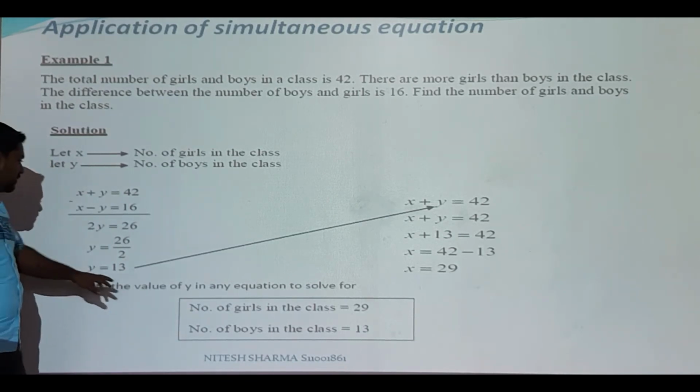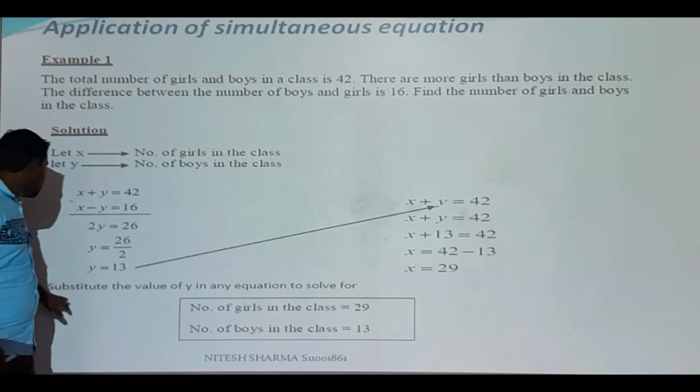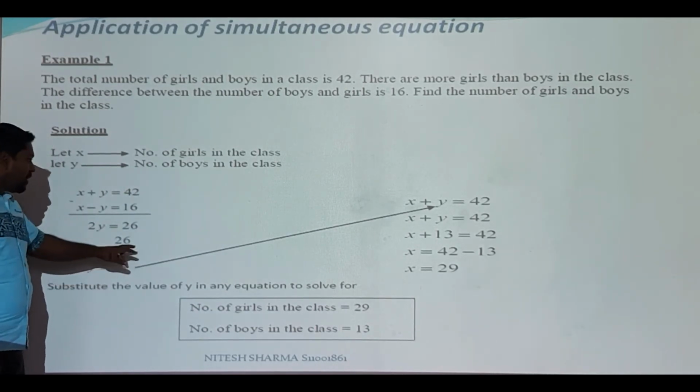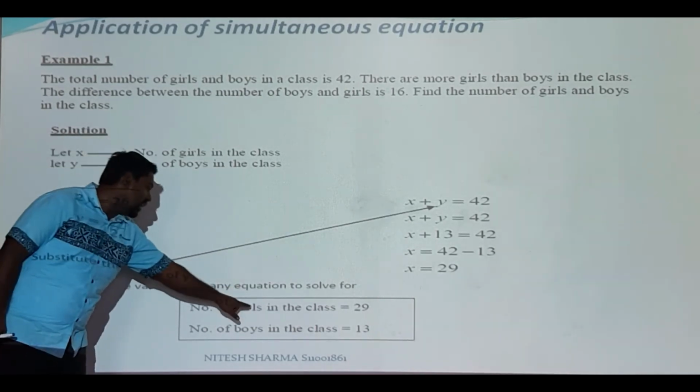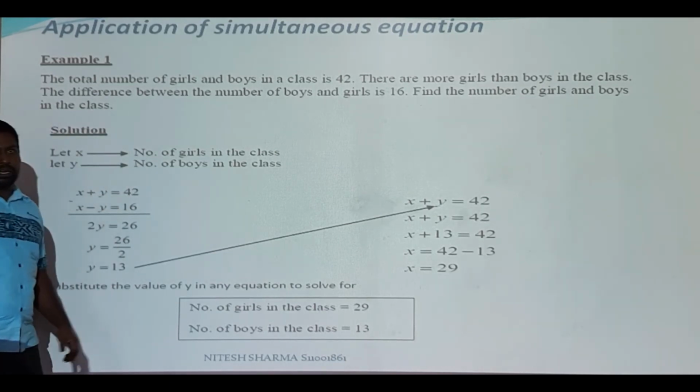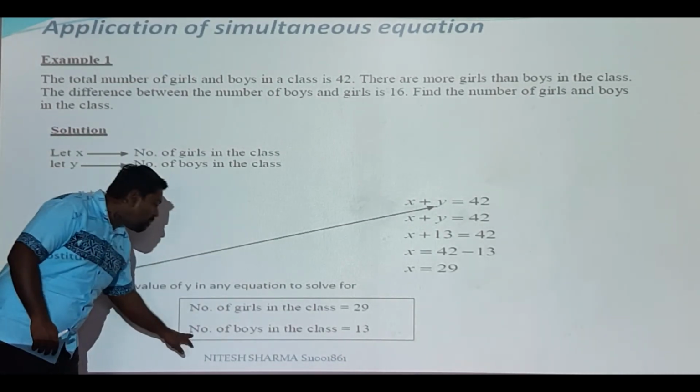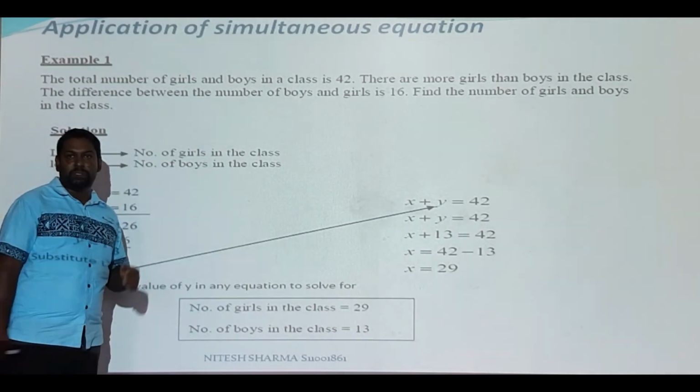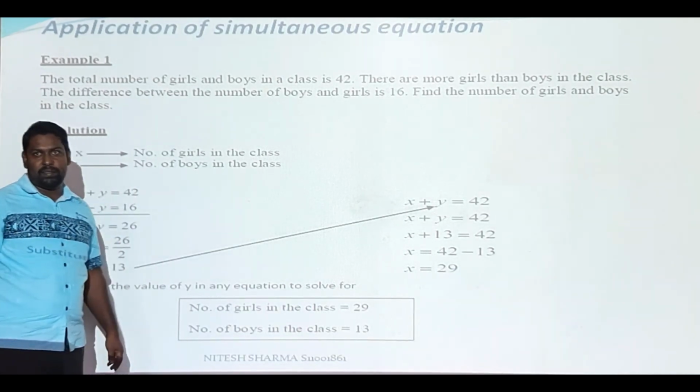The number of girls is given by x is equal to 29. So the number of girls in the class is 29, and the number of boys in the class is 13.